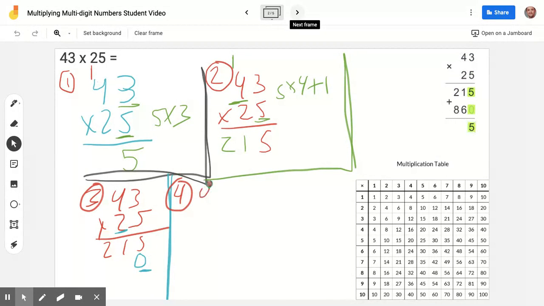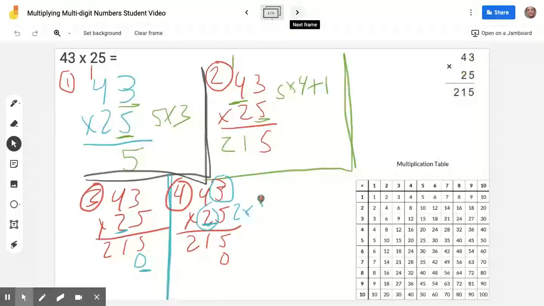So step 4. 215, and we have a 0 here. Now we are going to do 2, and you could circle these if you don't have different colors. 2 times 3, which is 6. So we put a 6 there. Almost done.